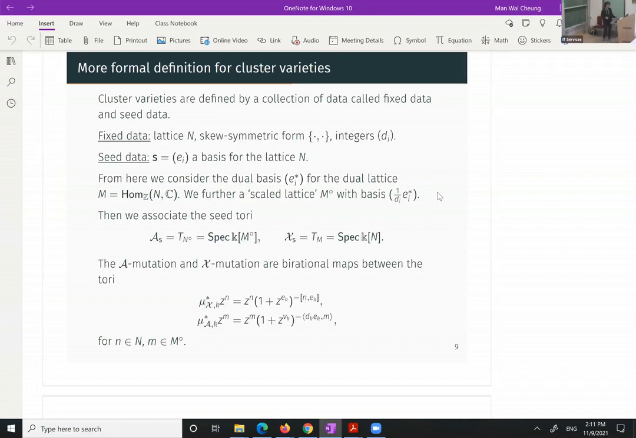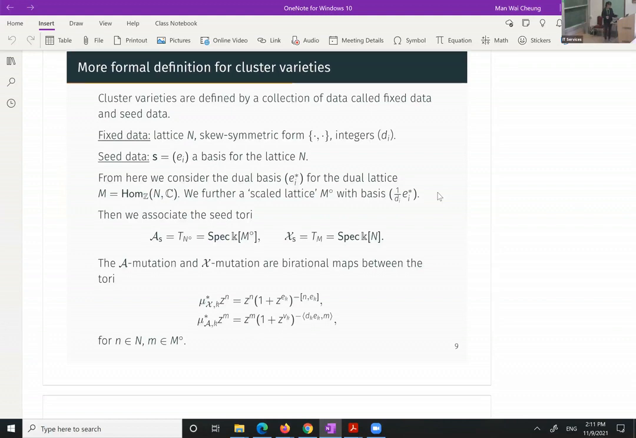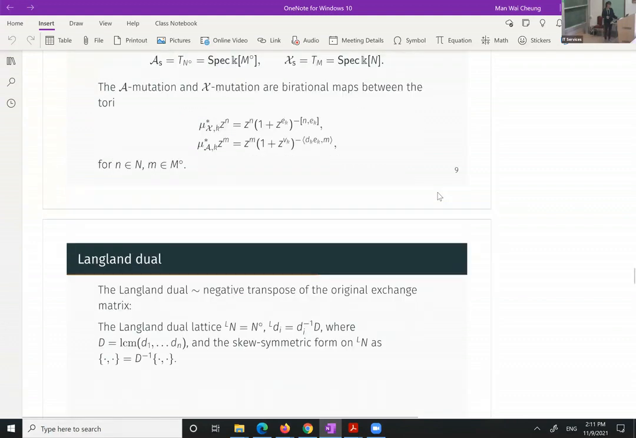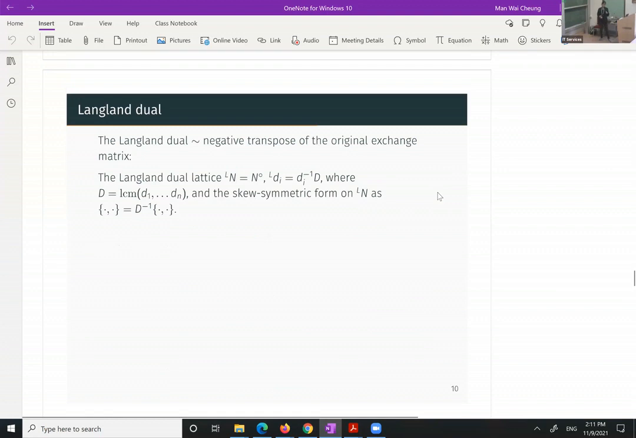We are going to go back to this first later, but this is the A and X mutation. The one thing I want to talk about in this talk is we have this mirror symmetry between the A variety and the Langlands dual of the X variety. So what is the Langlands dual? Actually, what the Langlands dual is, we just look at the original exchange matrix, we look at the negative transpose of it, and that's it. But we want to turn it into this seed data and fixed data language.